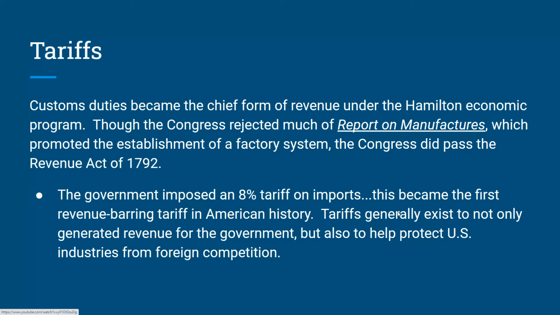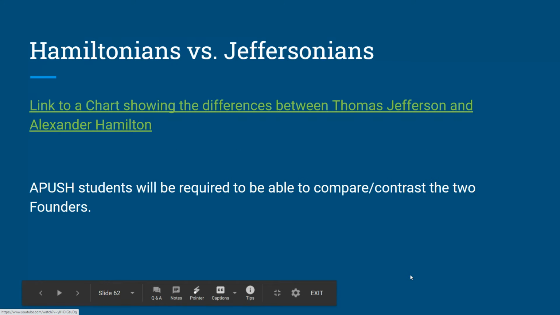And the last part of BFAT are tariffs, the taxes on imports. And so he imposes an 8% tariff on imports. This became the first ever revenue bearing, I misspelled that, tariff in American history. Tariffs generally exist not just to generate revenue for the government, but to also help make domestic-made products cheaper from foreign competition.